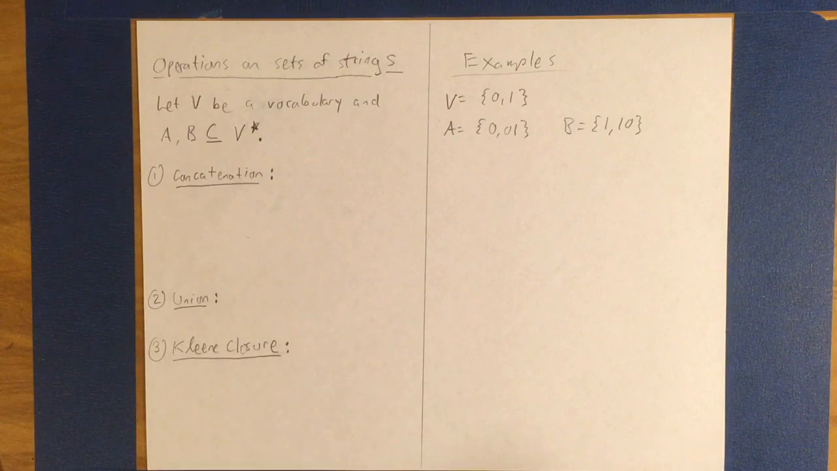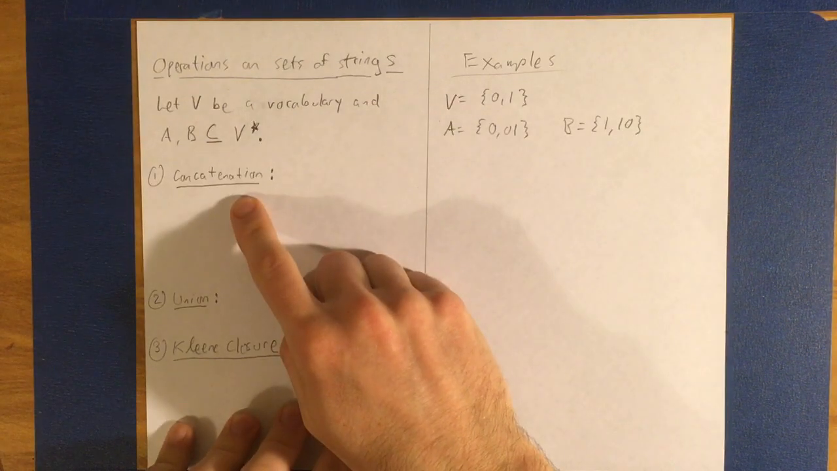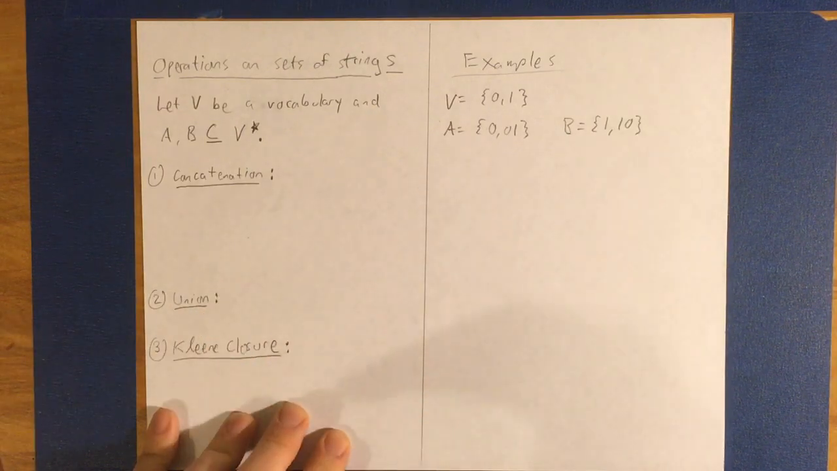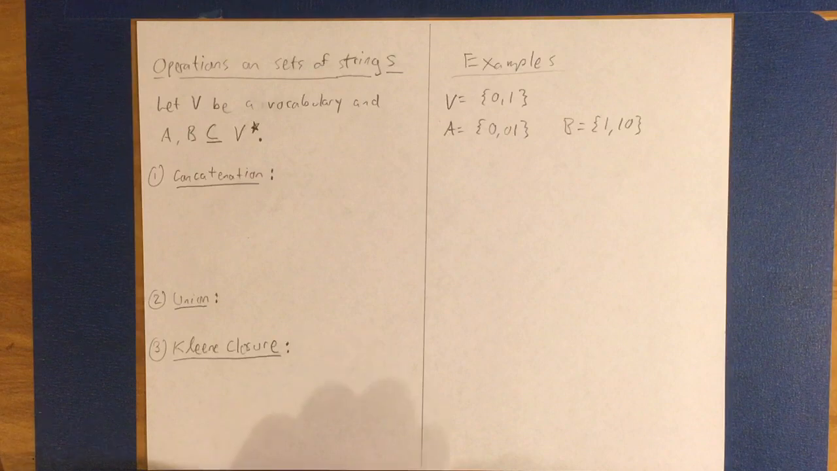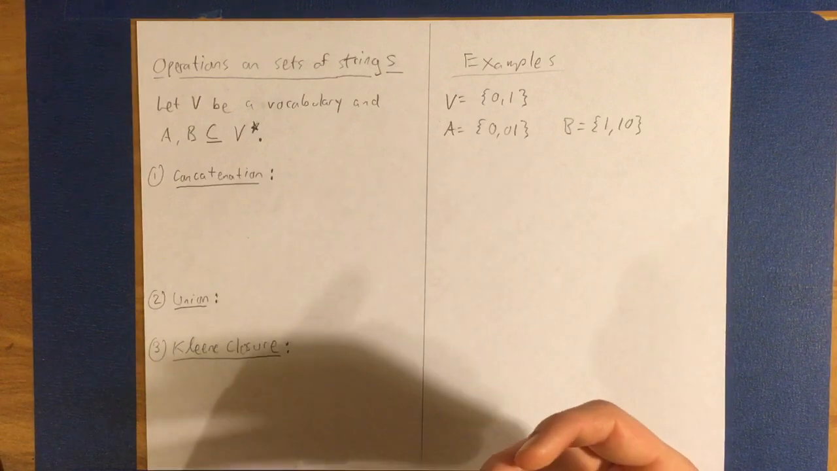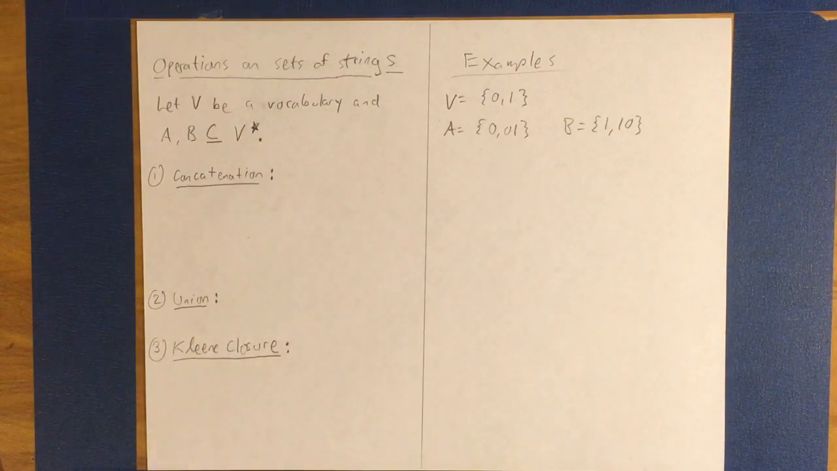Those operations we have already defined. Rather, concatenation is an operation on strings, and union is an operation on sets. So we've already defined both of those. We're just going to look at them in a new context of sets of strings. So we're combining these two notions together. Sets of strings.